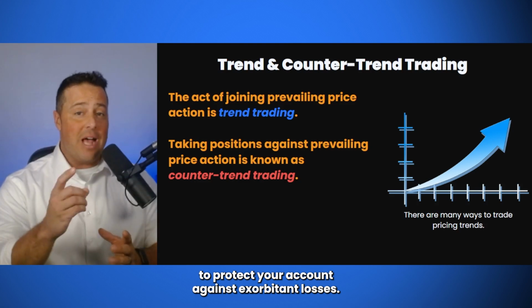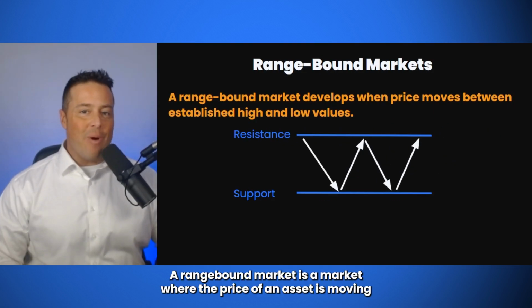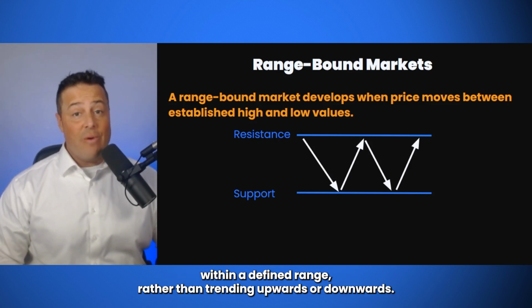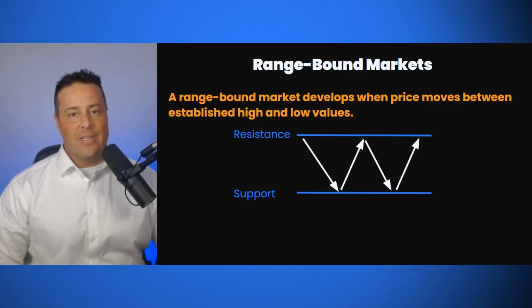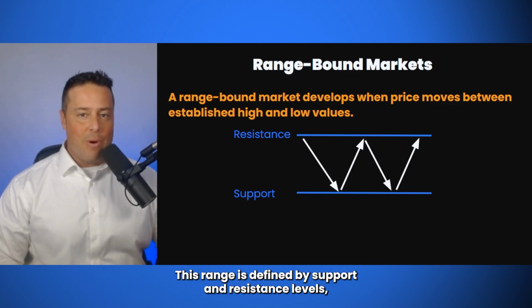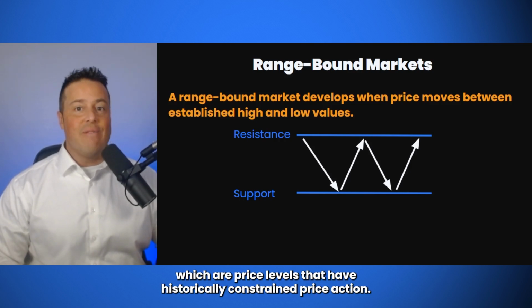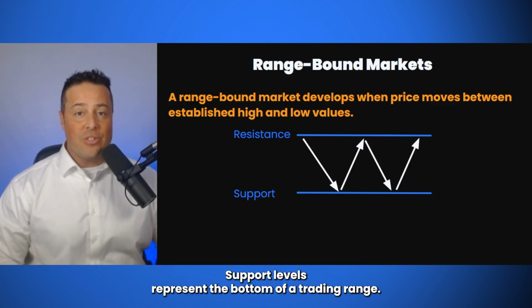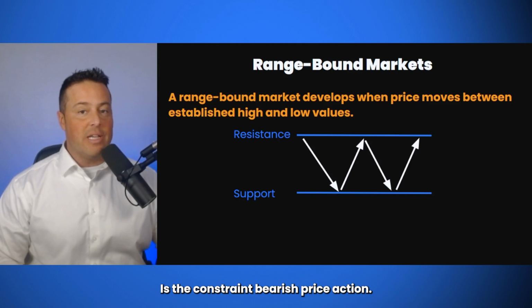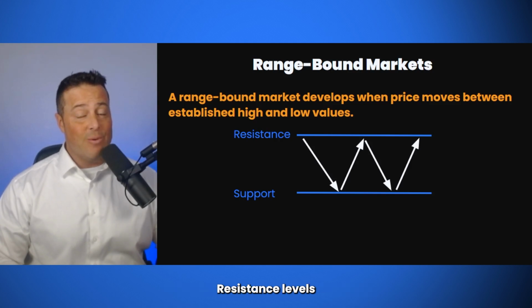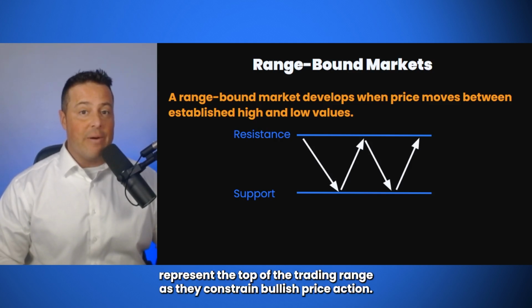A range-bound market is a market where the price of an asset is moving within a defined range rather than trending upwards or downwards. This range is defined by support and resistance levels, which are price levels that have historically constrained price action. Support levels represent the bottom of a trading range as they constrain bearish price action. Resistance levels represent the top of the trading range as they constrain bullish price action.